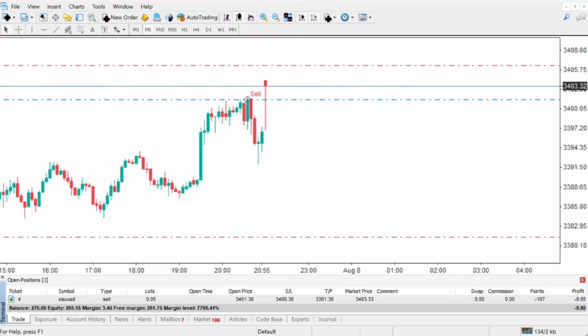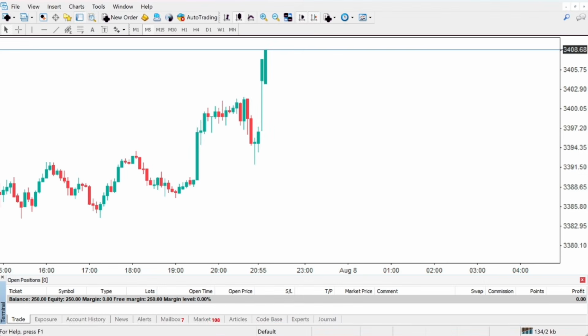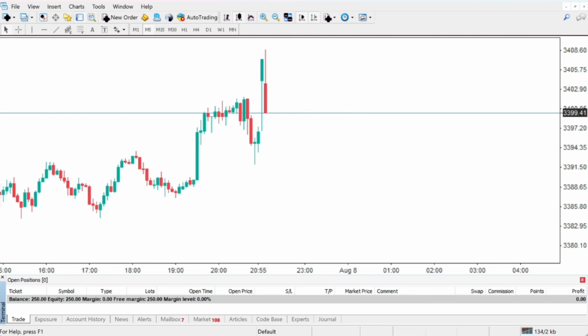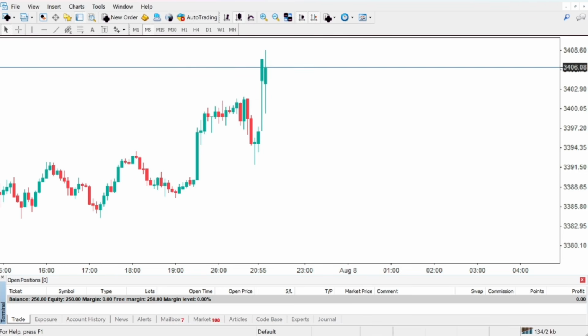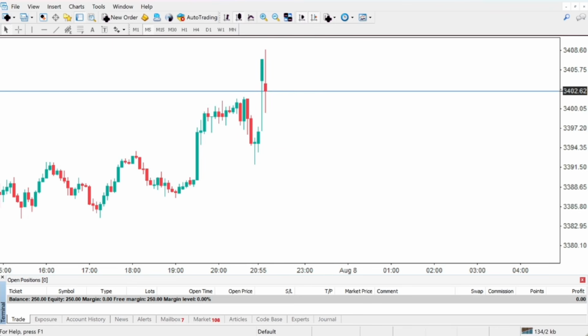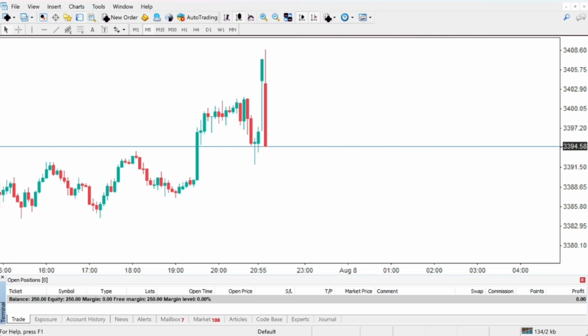But gold pushed higher instead and clipped the stop loss. That's another minus $25. Not fun, but the account balance now sits at $250. It's still nicely above where we started, but you can see how the wins and losses swing the equity around.